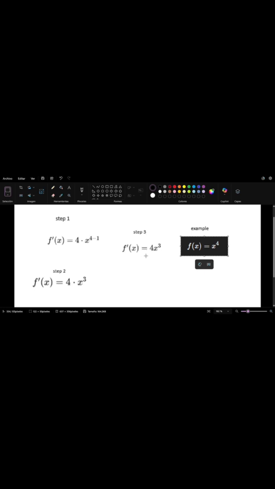Step 3, f prime of x equals 4x³. Final answer.